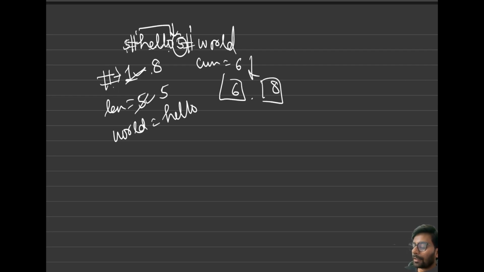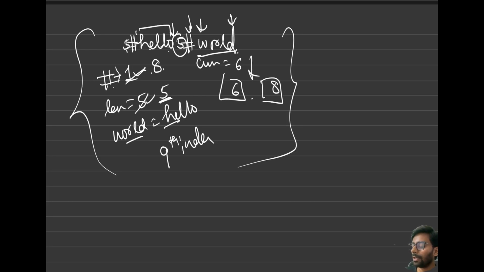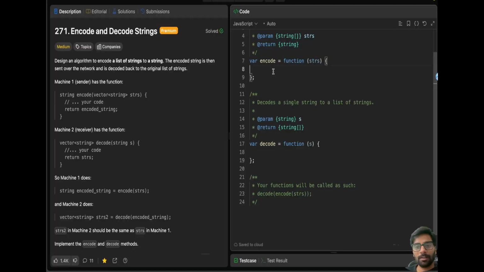And now again, the hash's position is 8, so we will start reading from the ninth index. That is this position, and we will read another 5 characters. That is this. Now we will end up here. Now we'll try to find the next hash position, but after this D there is no hash, right? So we'll end up here and we got hello and then we got world. So with this approach, this is what we are going to do, simple. So let's do it in the code.